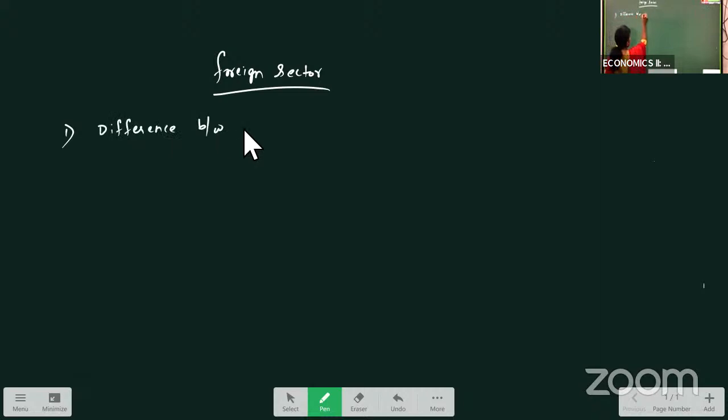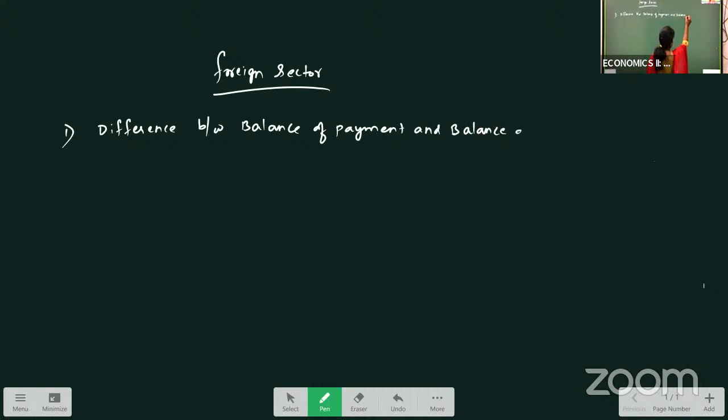Okay. So in this foreign sector, we will discuss the two important questions we are having over here. The first one is the difference between balance of payment and balance of trade. This is one question you have to prepare from this. Difference between balance of payment and balance of trade. So in the foreign sector, what is calculated?